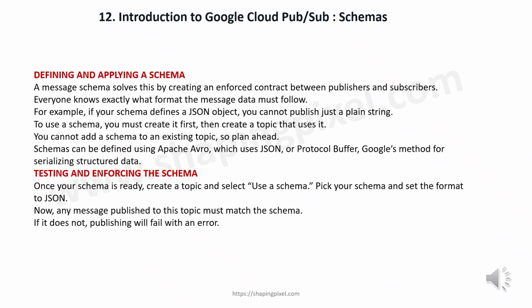In Cloud Pub Sub, you can format your message data however you like, as long as it can be encoded into a string. But this flexibility can cause issues if subscribers expect a specific format, like a JSON object, and receive something else instead. A message schema solves this by creating an enforced contract between publishers and subscribers. Everyone knows exactly what format the message data must follow. For example, if your schema defines a JSON object, you cannot publish just a plain string.